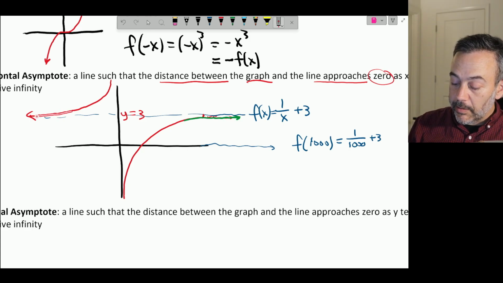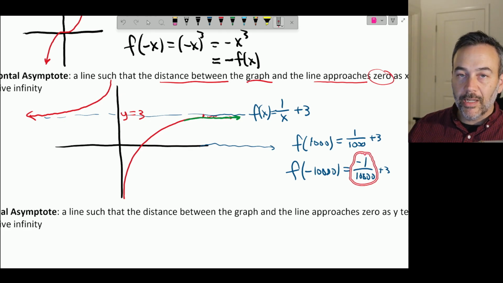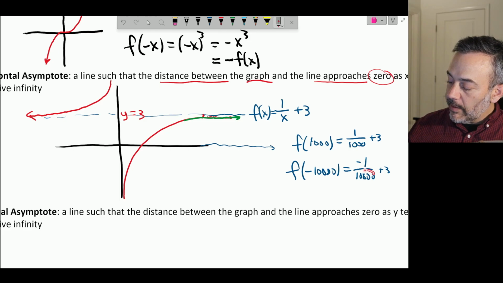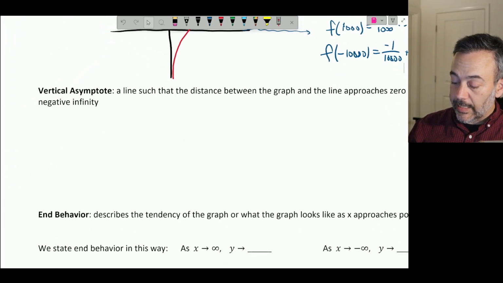And in this example, the same thing is true if I were to plug in negative numbers. So if I plug in f of negative 10,000, I'd get negative 1 over 10,000 plus 3. Now, this is a little less than 3 because I'm adding a small negative fraction. But as the thing I plug in gets more negative, 1 over x goes to 0. And so this whole function gets closer and closer to 3. So that's an idea of a horizontal asymptote.